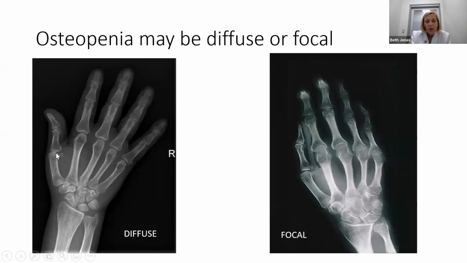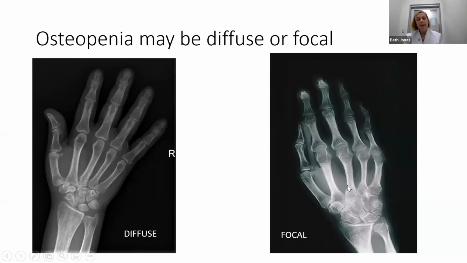In this case, on the left, there's diffuse demineralization of the bone, and you can see on the third metacarpal shaft that the distance of the cortices is less than 1/2 of the distance across the whole shaft. So there's diffuse osteopenia demonstrated on this radiograph.